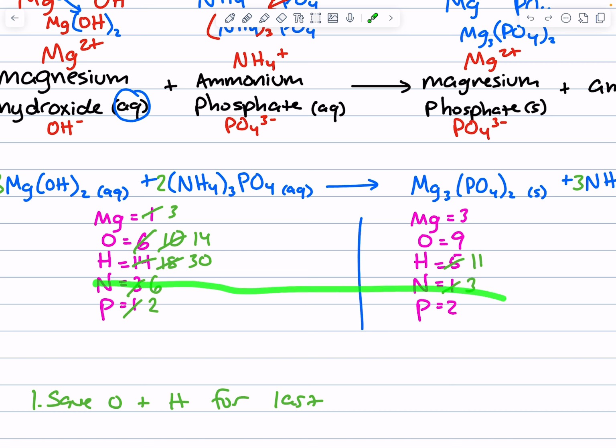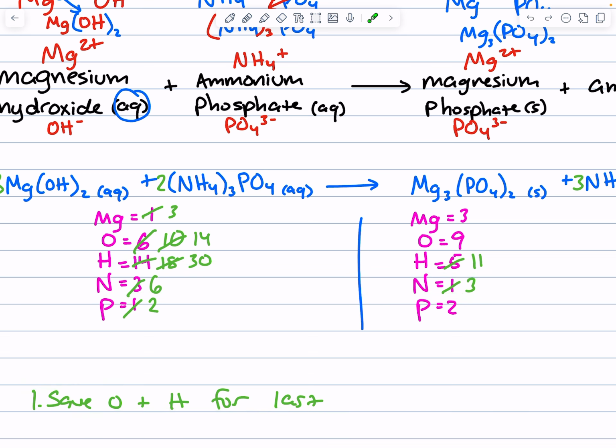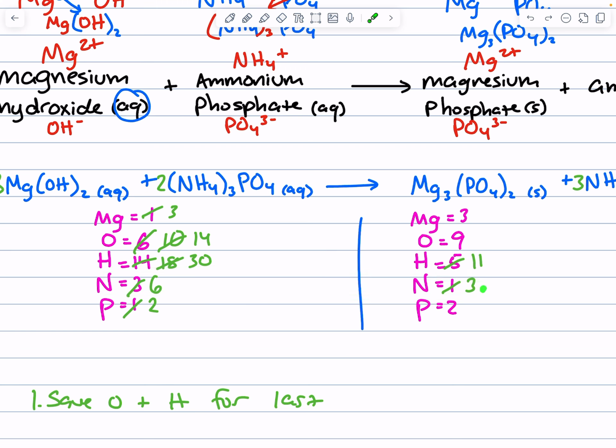My nitrogens are not balanced, and my phosphorus is balanced. So I'm going to balance my nitrogens first, because again, I am saving O and H for last because they continue to change. So I want to make this the same thing. So look at this. How can I get this number to be 6? I have to multiply it by 2. So wherever I see the N, I times it by 2.